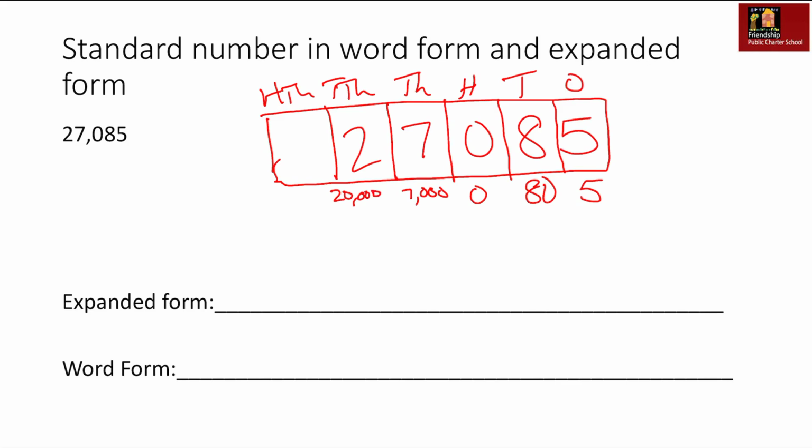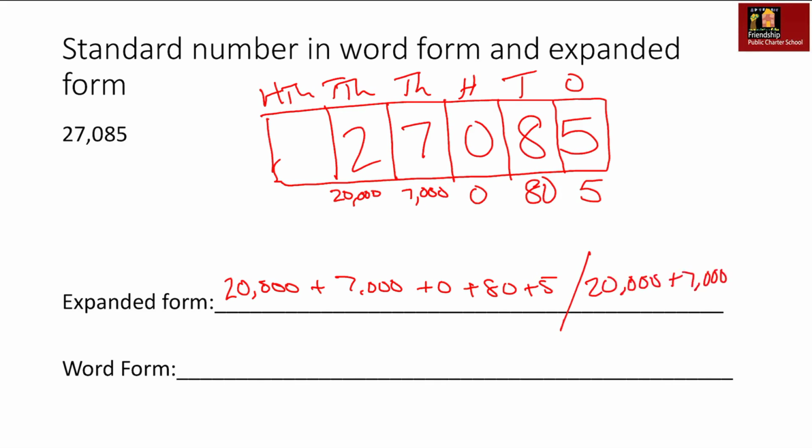for 2 10,000s, right? And for me to write this in expanded form, all I do is I put a plus sign, an addition symbol in between all the numbers we just wrote. So I'm going to go ahead and write 20,000 plus 7,000 plus 0 plus 80 plus 5. The second way I could also write this is 20,000 plus 7,000 plus 80 plus 5.